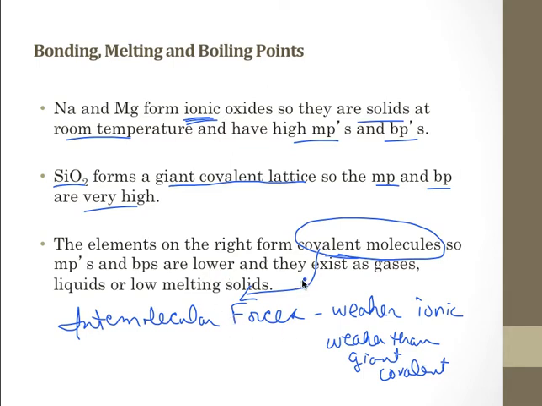So these typically exist as gases, liquids, or perhaps low melting solids. And again, we're talking about the oxides that are formed with the elements on the right. So your phosphorus, sulfur, and chlorine.